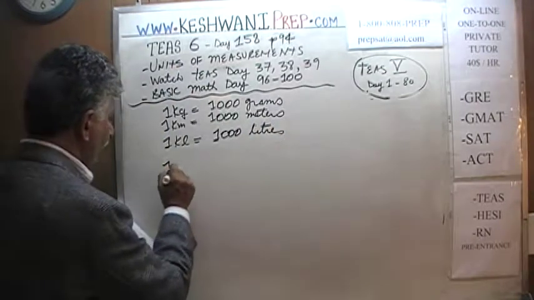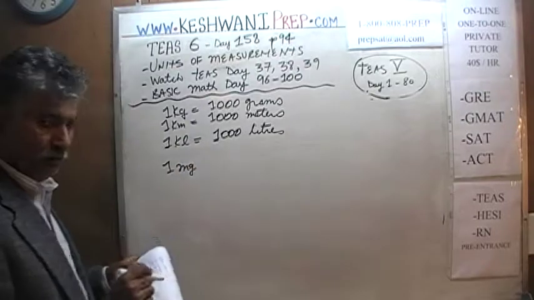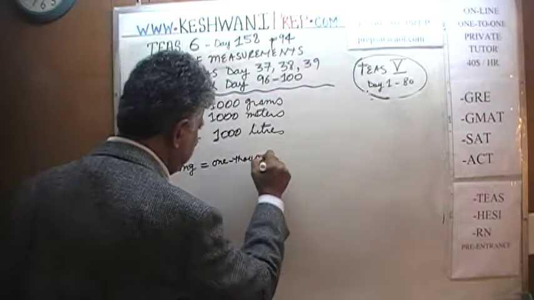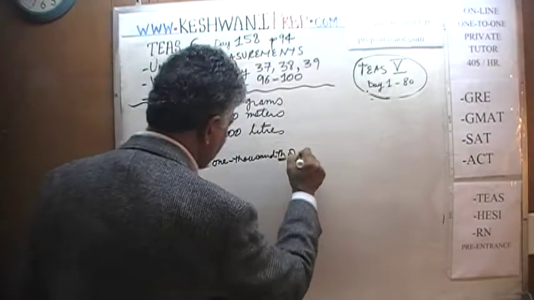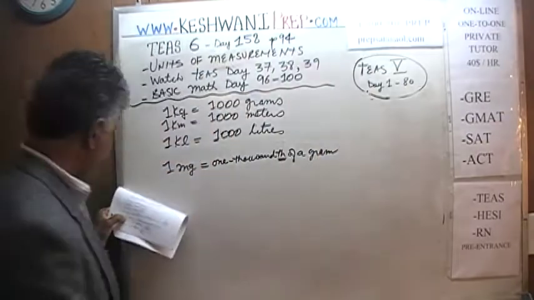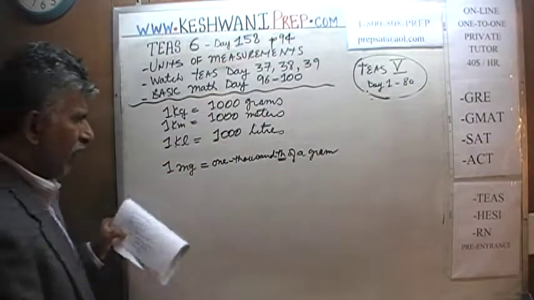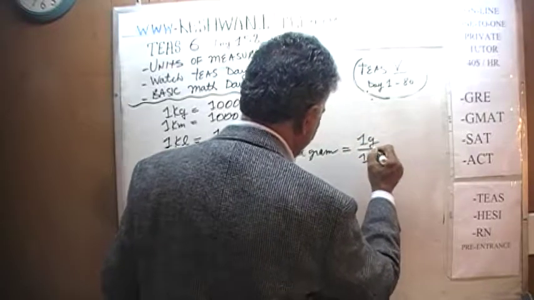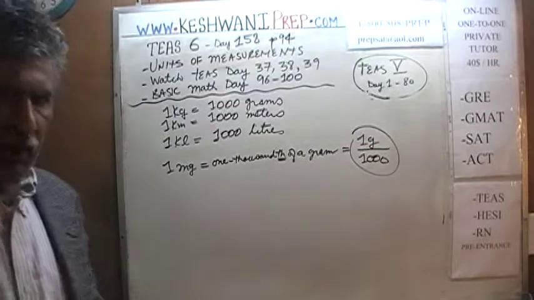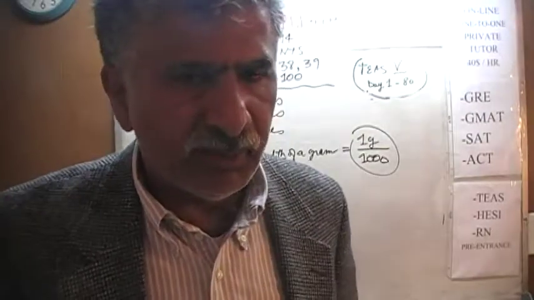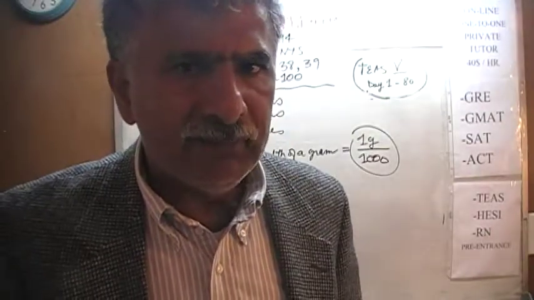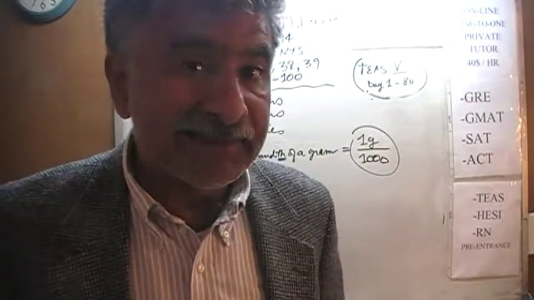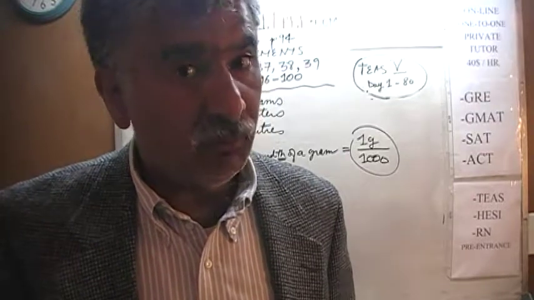Let's talk about 1 milligram. See what happens. Okay, pay attention. 1 milligram simply means 1,000th of a gram. So you take your 1 gram and you divide it by 1,000, and 1,000th of that amount will be referred to as a milligram, because milli means 1,000th of something. We might talk about a millisecond. A millisecond means 1,000th of a second.